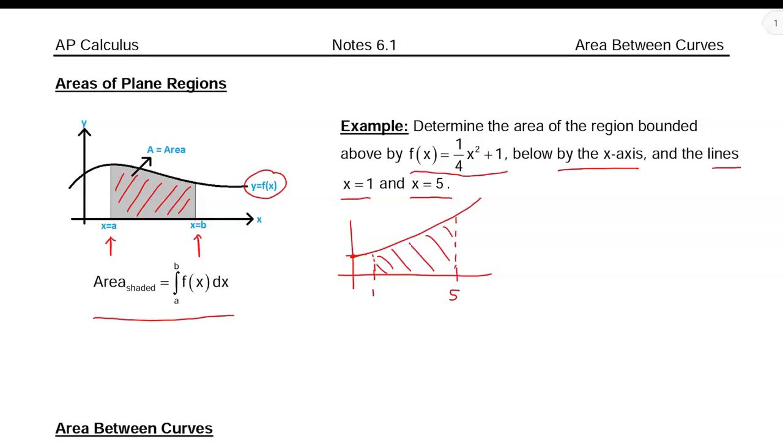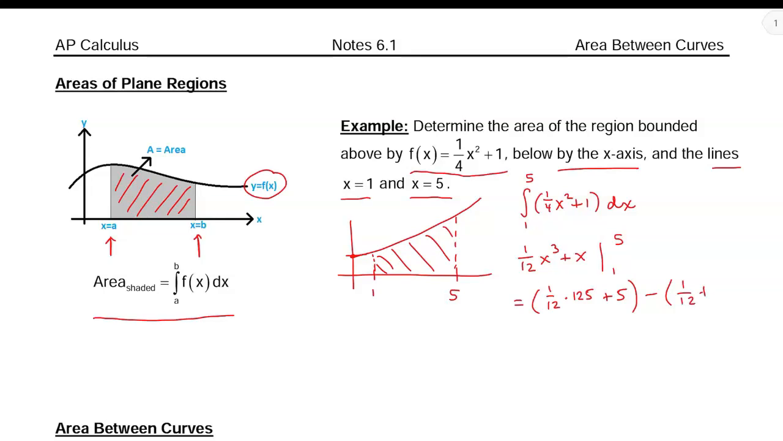So set up an integral from 1 to 5. Your function 1/4 x squared plus 1 is the integrand, and your variable of integration is dx. Take the antiderivative, we get 1/12 x to the third plus x, and we're going to evaluate from 1 to 5. This is 1/12 times 5 to the third, which is 125, plus 5, and then subtract. Now substitute in the 1, so we get 1/12 plus 1.